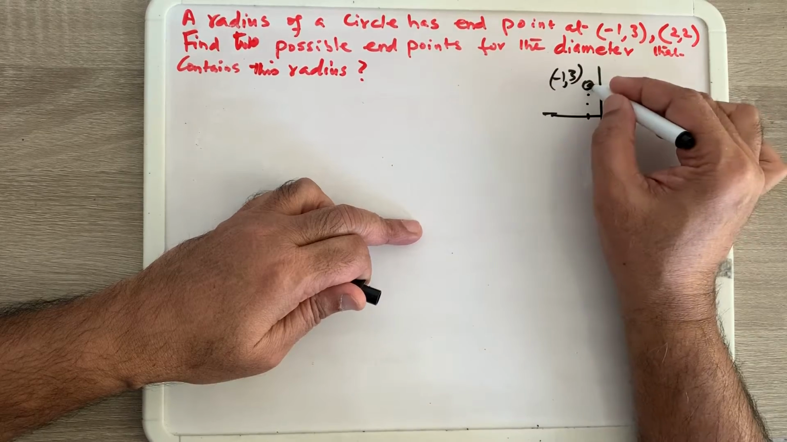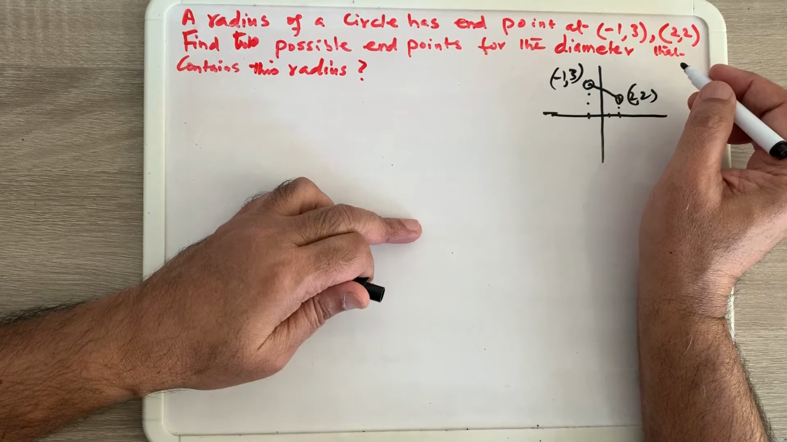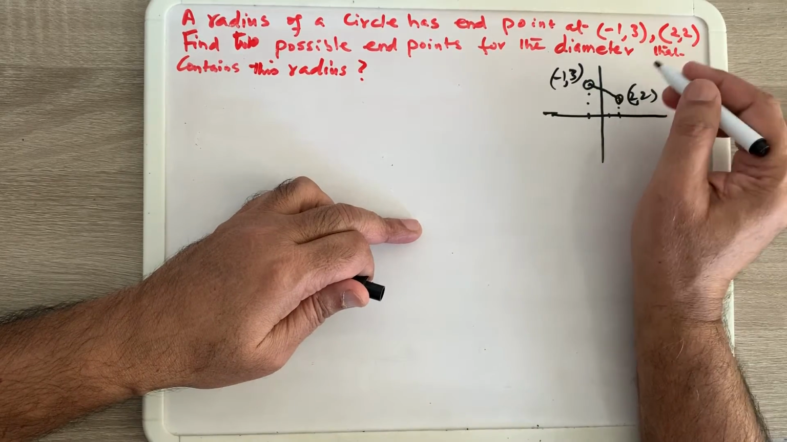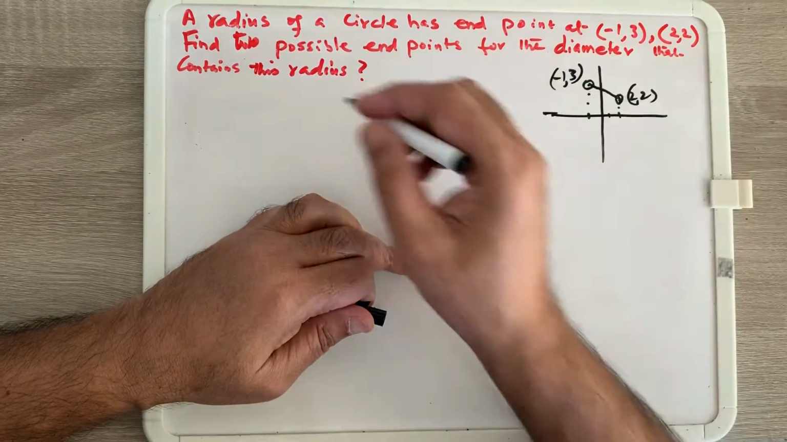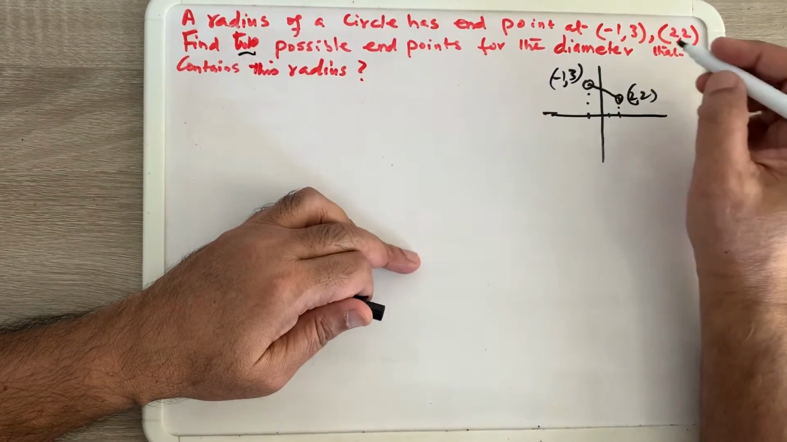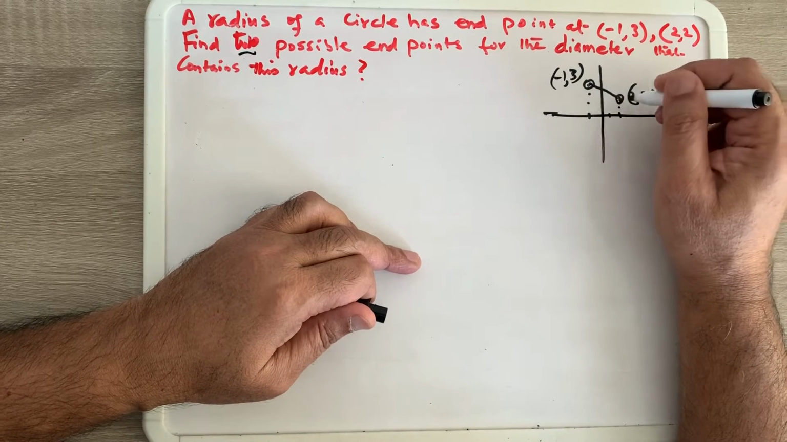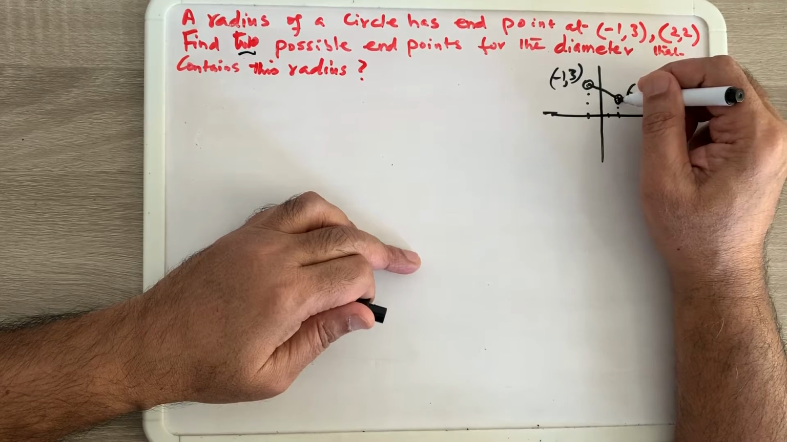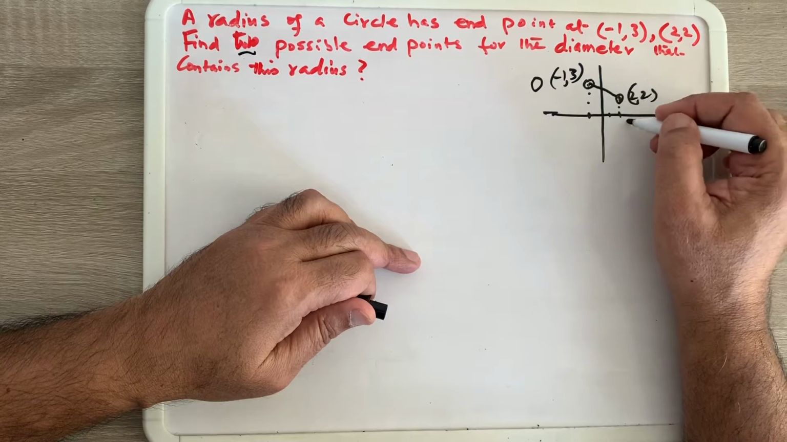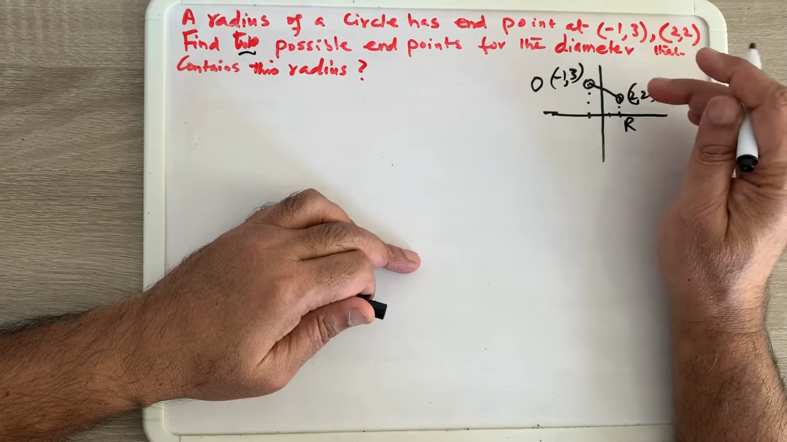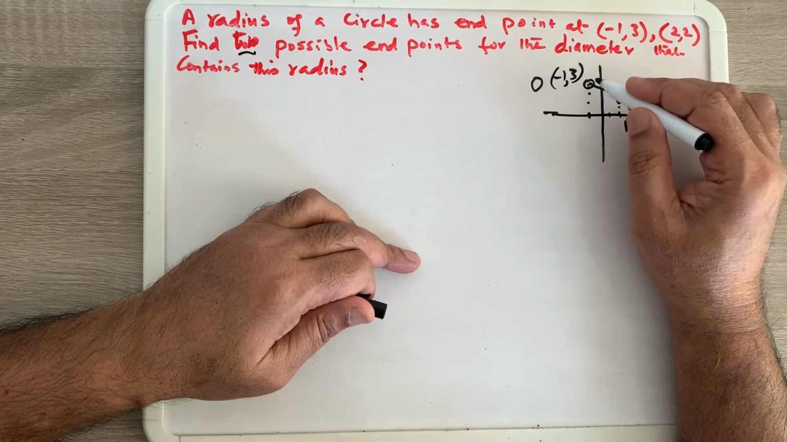He's saying these are the two endpoints of the radius. So this is the radius, right? So find two possible endpoints. That means we can take one time this as a center, another time the other point as a center. So if we say this point is O and this point is, maybe you can take any alphabet, R.